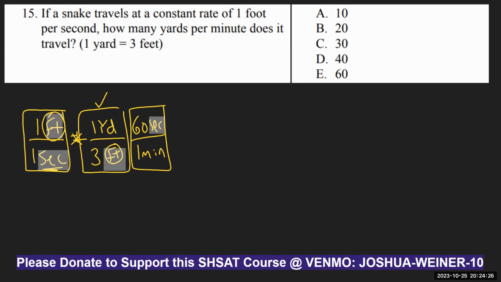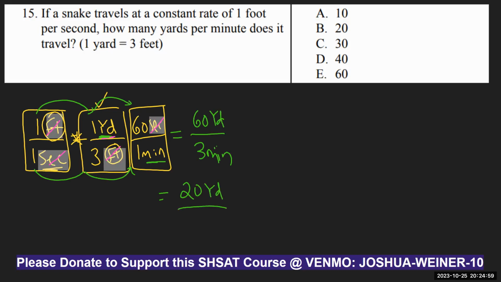So then, see, feet gets eliminated. Seconds get eliminated, and we have our new units, the units that we wanted. We have yards up in the numerator and minutes. So that'll be equal to, let's see, 1 times 60, which is 60 yards. And then 1 times 3 times 1 is 3 minutes. But they wanted to know the unit rate. So divide top and bottom by 3. We are traveling 20 yards in 1 minute.